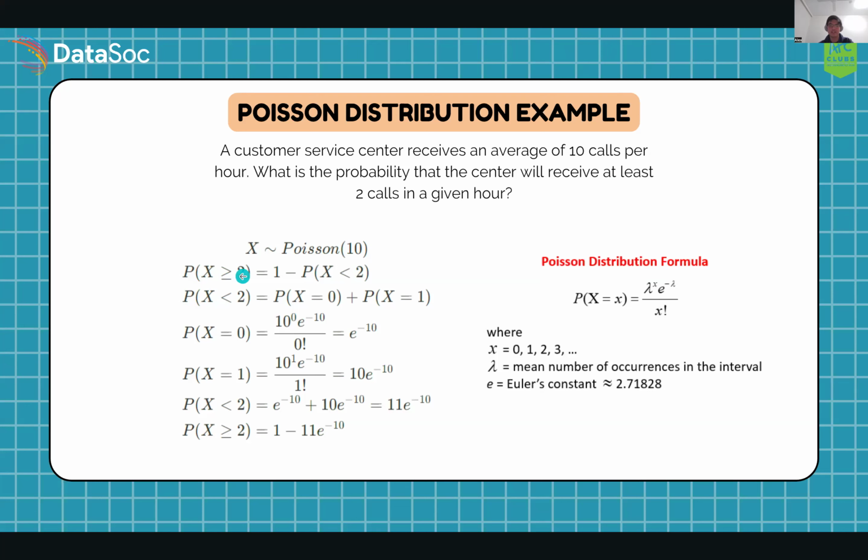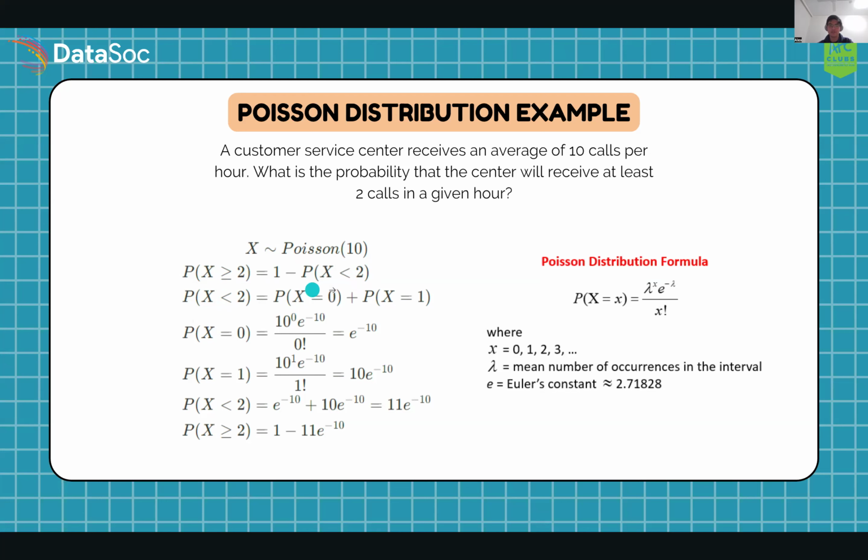And since Poisson values can definitely go forever, we can just take the complement of that, which means it will be 1 minus the probability that x is less than 2. And the probability that x is less than 2 is basically the probability that x equals 1 and the probability that x equals 0, you can see here.